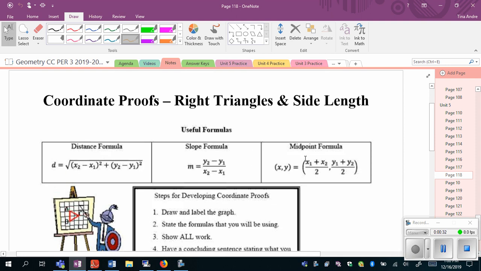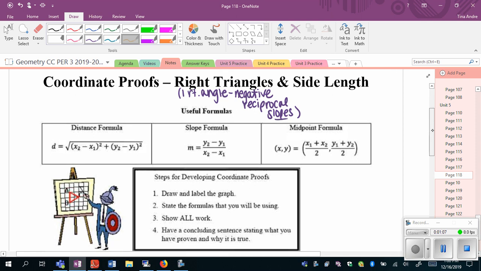So if I'm trying to show right triangles, that means I need to have one right angle. So what I'm going to do is show that the lines are perpendicular, because perpendicular lines imply right angles. So we need to show that we have perpendicular lines by showing that we have negative reciprocal slopes. So that's really what's going to happen. We're going to show one right angle by showing negative reciprocal slopes. So that means slope formula.